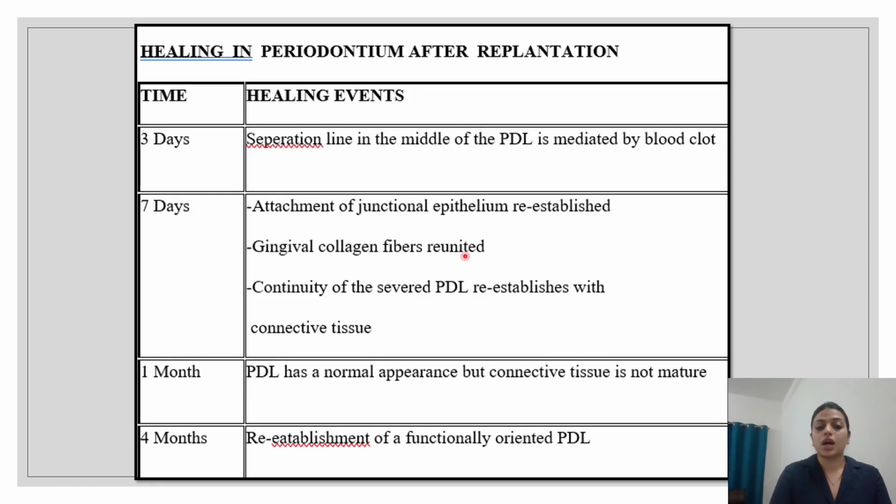Okay, so this is how healing takes place in the periodontal ligament after reimplantation. After 3 days, a separation line in the middle of the PDL, which is mediated by a blood clot, is seen. After 7 days, the attachment of the junctional epithelium reestablishes, the gingival collagen fibers are reunited, and the continuity of the severed periodontal ligament reestablishes with the connective tissue. After 1 month, the periodontal ligament appears completely normal, but connective tissue is not yet mature. And after 4 months, re-establishment of a functionally oriented periodontal ligament takes place.